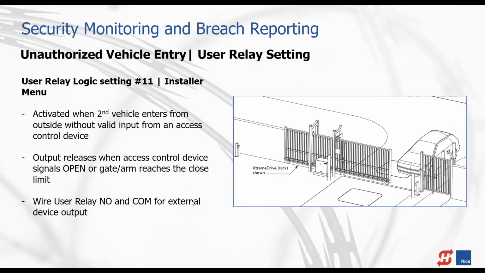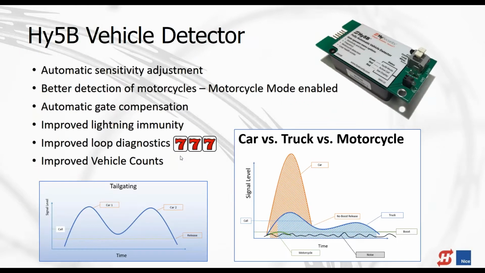And if there is a car tailgating, we can also send an alert forward. So relay logic, we have an unauthorized vehicle entry alert, which is in one of our user relay settings. That's setting 11, and we can send that alert forward. It's really easy to wire these, whether it's a beacon or an audible alarm, into these relays. Typically, you're going to have a 2-wire connection. One is going to go to the COM terminal on our relays, and the other one is going to go to the normally open connection on that relay. Right?